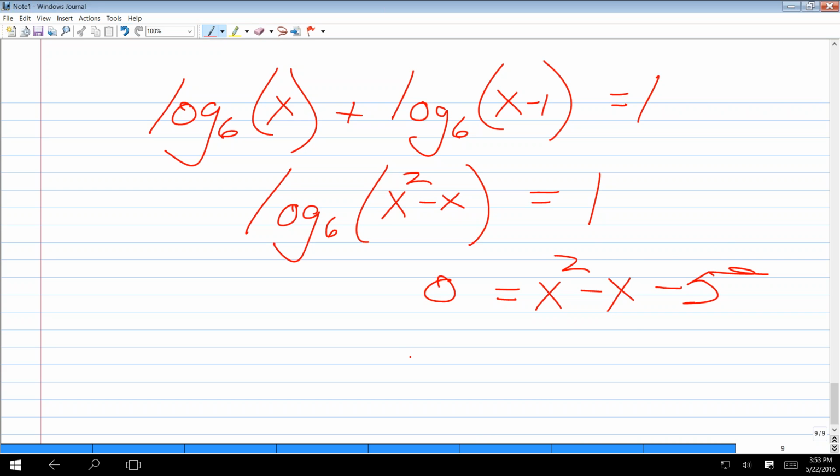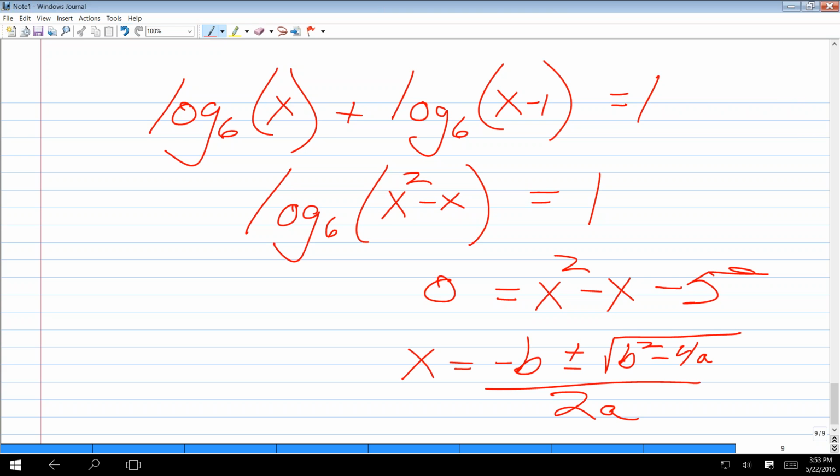And notice the quadratic formula has that plus or minus, so you're always going to get a plus solution and generally a negative solution after doing all of this.